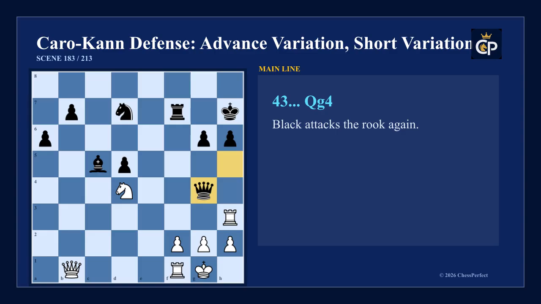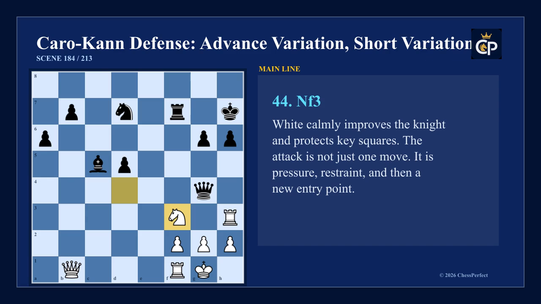Queen g4. Black attacks the rook again. Knight f3. White calmly improves the knight and protects key squares. The attack is not just one move. It is pressure, restraint, and then a new entry point.